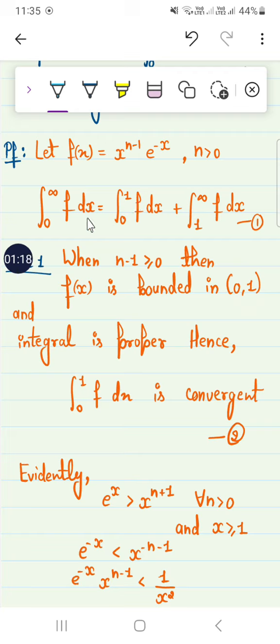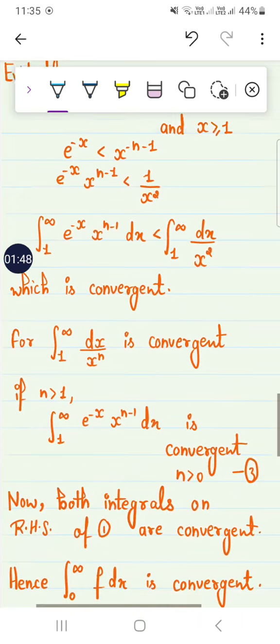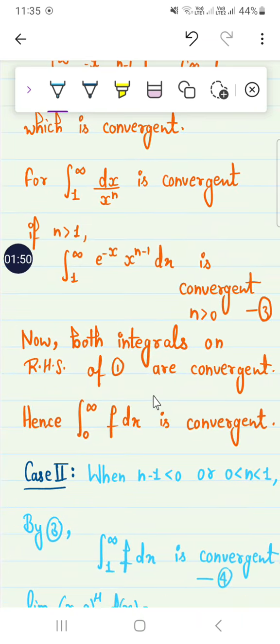But we have to find out for the other integral, so take e to the power x, which is greater than x to the power n plus 1. Now taking the minus sign, e to the power minus x is less than x to the power minus n minus 1. So x to the power n minus 1 times e to the power minus x is less than 1 over x square. Taking the integral on both sides, because this is convergent, by the comparison test this is also convergent. So this implies that both integrals are convergent.